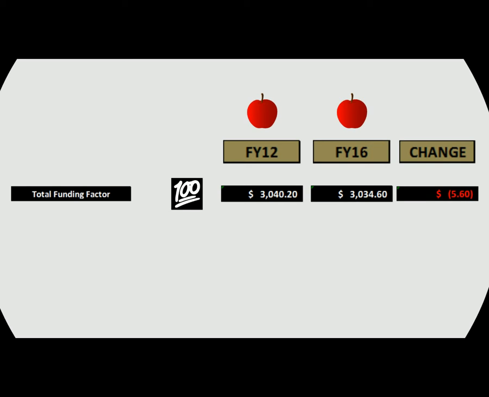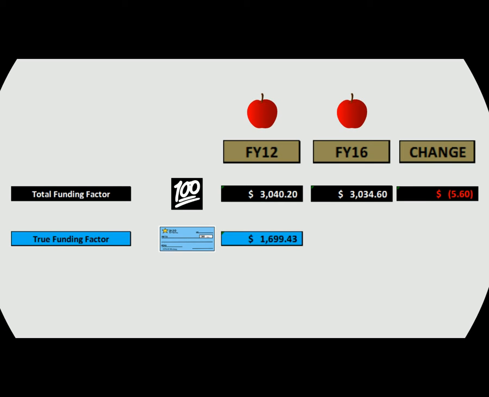However, if we look at the true funding factor, the $80 check from our story, we see that schools received $1,699.43 per student in fiscal year 12, while receiving $1,601.40 per child in fiscal year 16, a decrease of over $98 per student. As you can see, comparing total funding factors from year to year is actually an apples to oranges comparison.